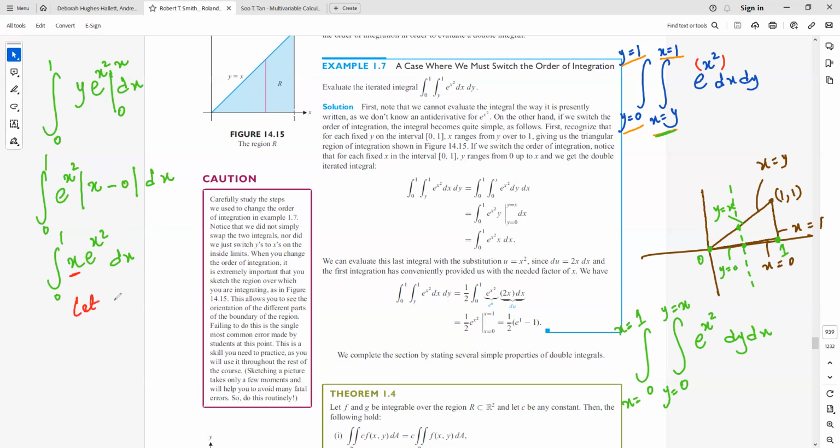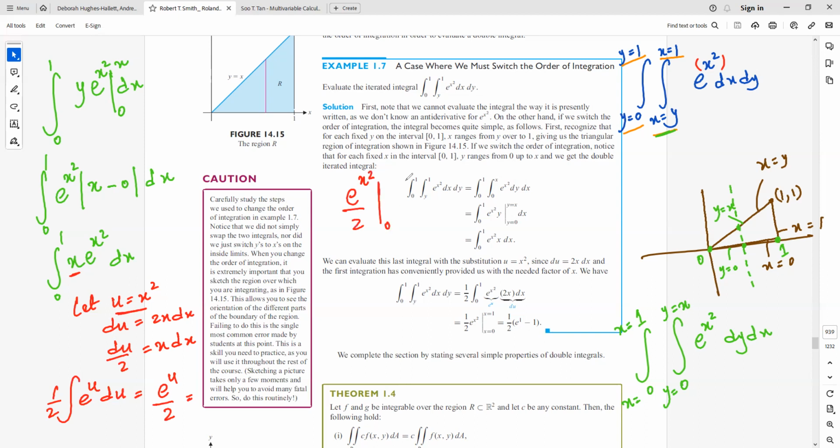So if I assume that u equals x squared, I am going to get du equals 2x dx, which means du over 2 equals x dx. Therefore, now my integral becomes 1 over 2 e to the power u du, which is again e to the power u over 2. And again, just substitute this thing here. Instead of u, we can write x squared to apply the limits. So it will be e to the power x squared over 2 over the limit 0 to 1.